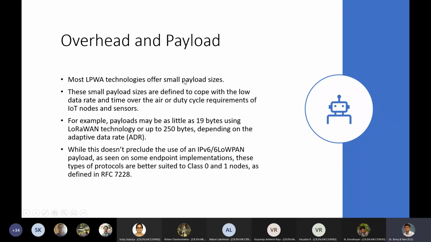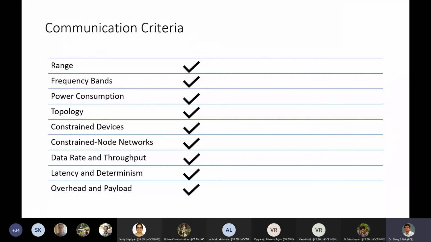Okay. So that completes the 9 requirements that we have for the communication criteria. And I think I will take some questions if you have any, and then we'll stop with this. We'll continue in the next class with a totally new section. Any questions so far?